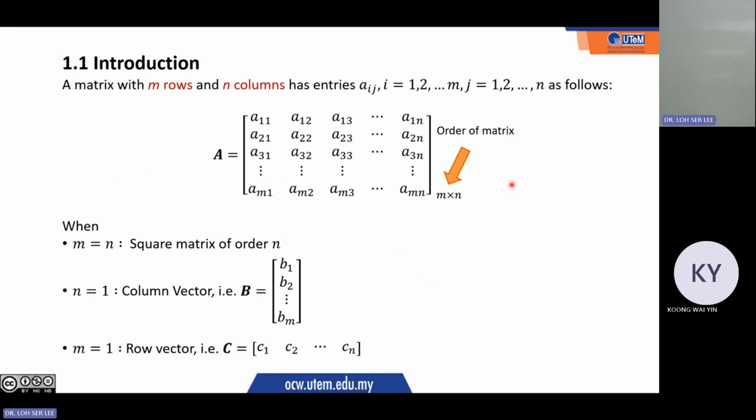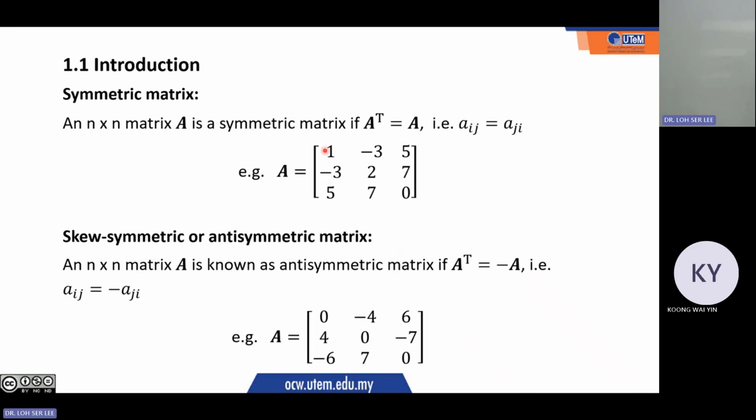This is a matrix in general form. All these a11, a12, a13 are called entries. The order of a matrix: m is the number of rows, n is the number of columns, so the order of a matrix is m by n. For example, this one has 3 rows and 3 columns. This is a 3 by 3 matrix.